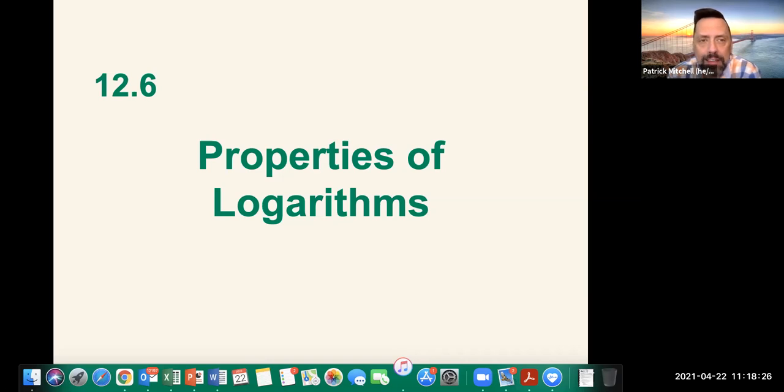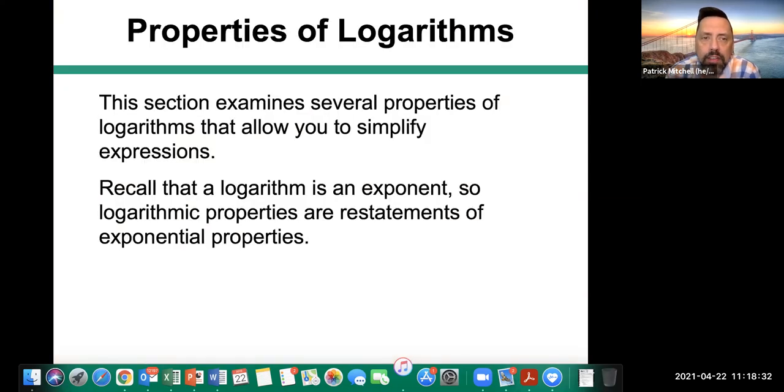Today, we're looking at Section 12.6, Properties of Logarithms. This section examines several properties of logarithms that allow you to simplify expressions. Recall that a logarithm is an exponent. So logarithmic properties are restatements of exponential properties. And I'm going to explain one of these in a little more detail.